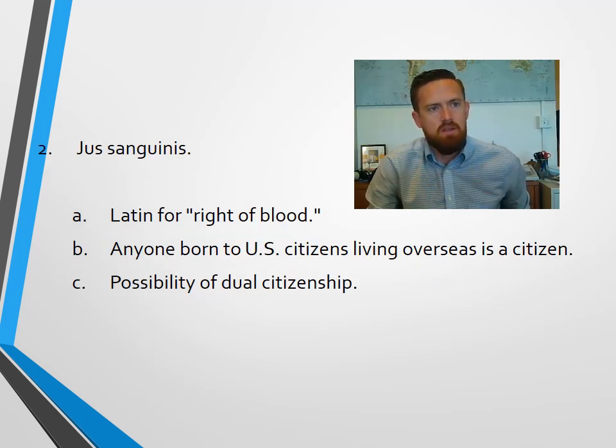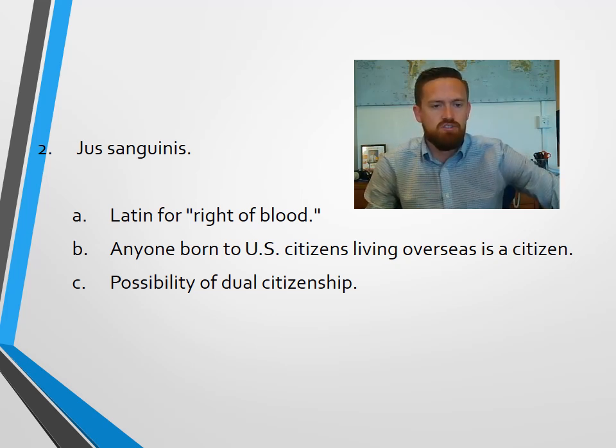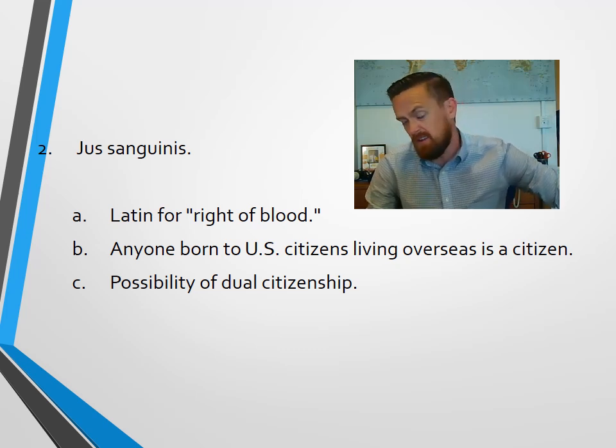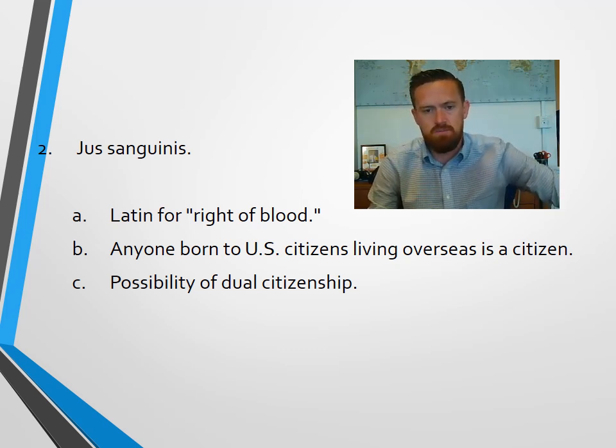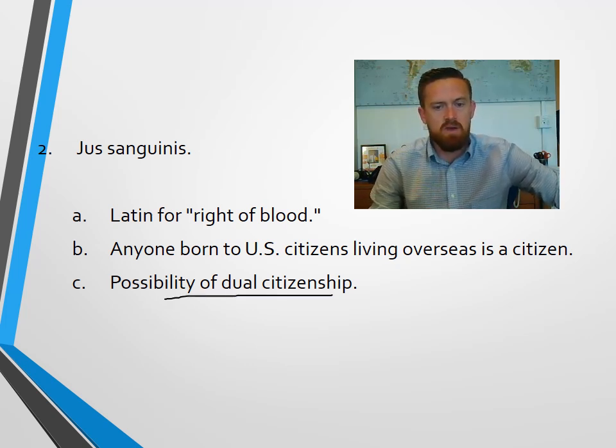And another way of putting this is jus sanguinis, which means, let's say both my parents are from America, but we're staying in Italy for a year. I'm still a U.S. citizen because I'm the son and daughter of two American citizens. Maybe I might even have dual citizenship, Italian citizenship and American citizenship.